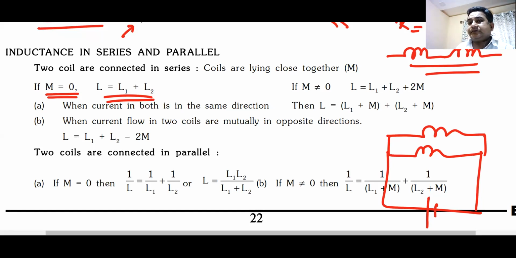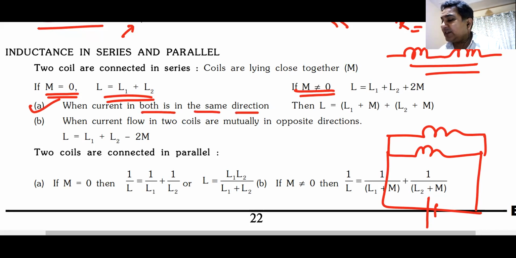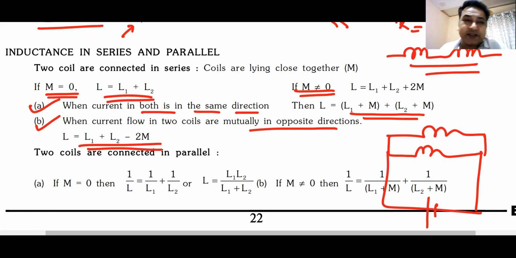If M is not 0, then there is a problem. When the current in both is in the same direction, it becomes L1 plus L2 plus 2M. If the current in both coils is in opposite directions, one clockwise and the other anti-clockwise, then it is L1 plus L2 minus 2M. Do we understand this?